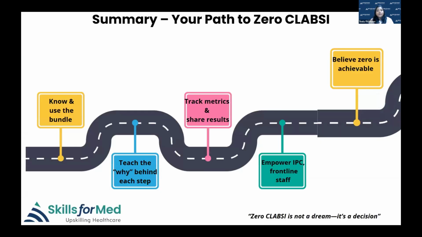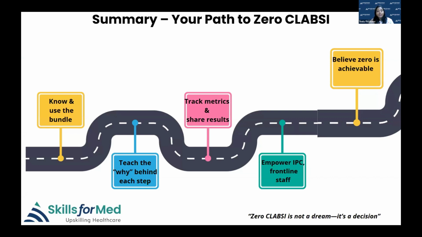To summarize, your path to zero CLABSI. You should know how to use the bundle. Usually Dr. Pari used to say, do not use any checklist as a tick list. You should religiously follow the guidelines mentioned in the bundle. You have to religiously follow all these steps. You have to use it as a checklist, not as a tick list.